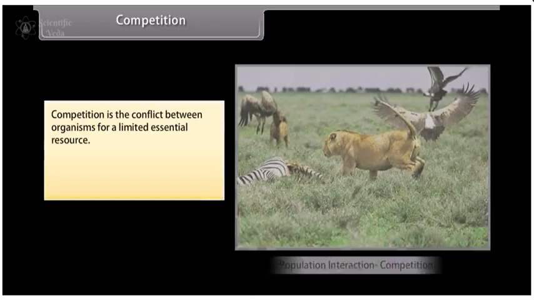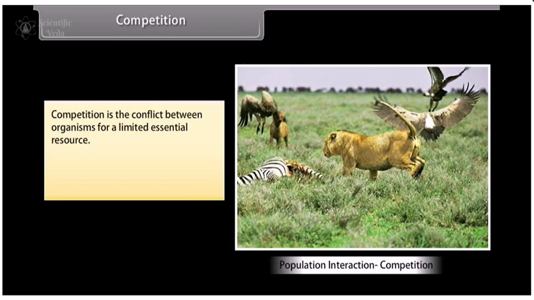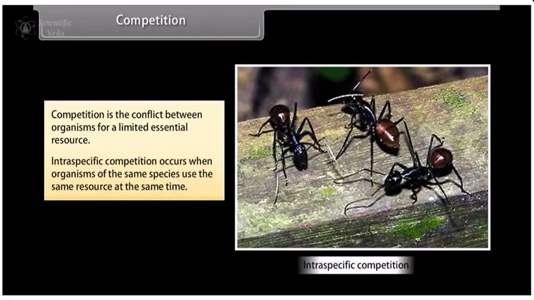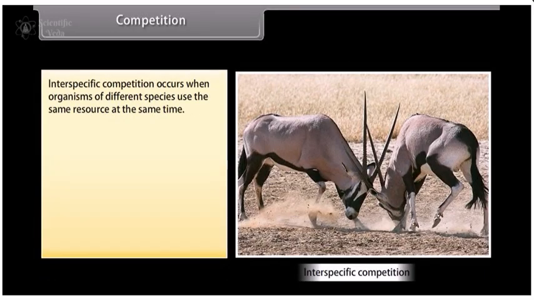Competition. Competition is the conflict between organisms for a limited essential resource. Intraspecific competition occurs when organisms of the same species use the same resource at the same time. Interspecific competition occurs when organisms of different species use the same resource at the same time.